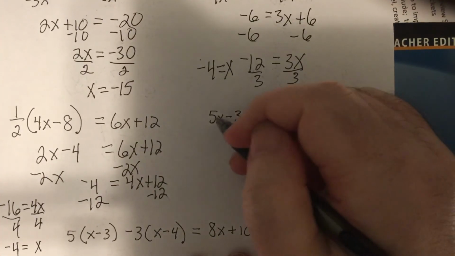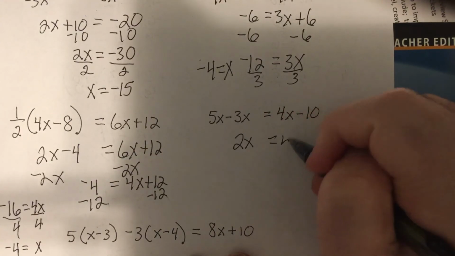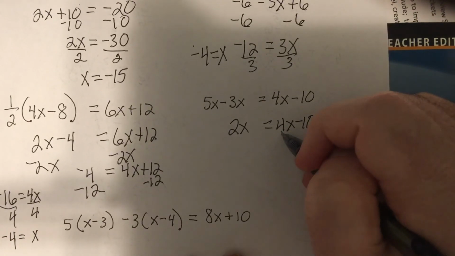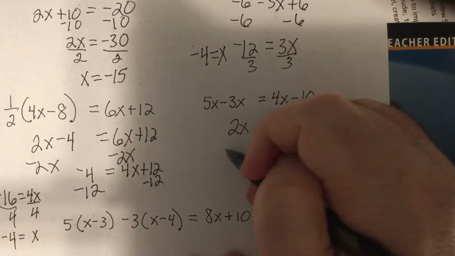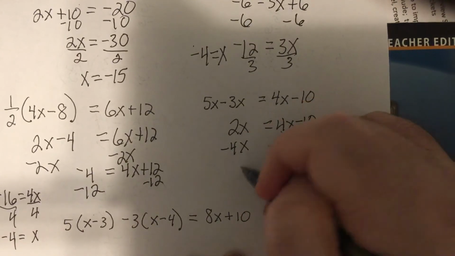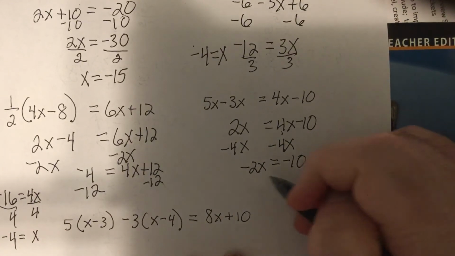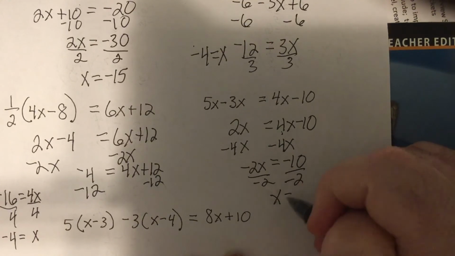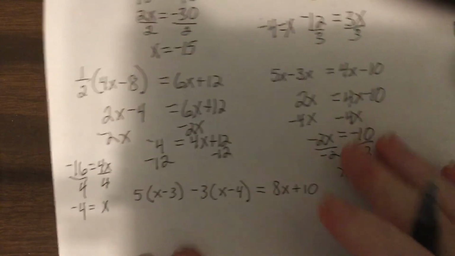So this, oh, we need to simplify first. So 2x is 4x minus 10. Now I'm going to subtract 4x because this is already by itself. So minus 4x. Minus 4x, you got minus 2x. Negative 10. Divide by negative 2. X equals 5 because 2 negatives make a positive.